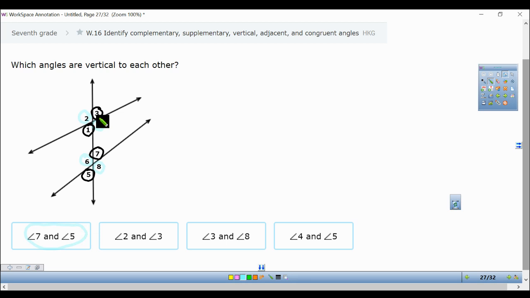2 and 3 are not vertical angles. They actually are supplementary because if you add them up, they add up to 180 because they form a straight line. 3 and 8, 3 is here, 8 is here. They do not form any of these angles. And 4 and 5. Let's look at 4 and let's look at 5. 4 and 5 do not form any of these angles as well. So our answer is 7 and 5.